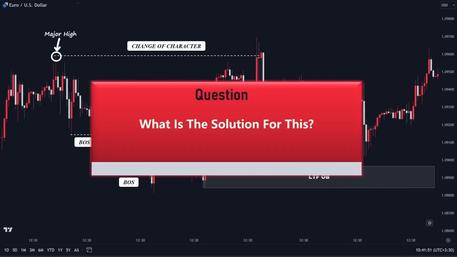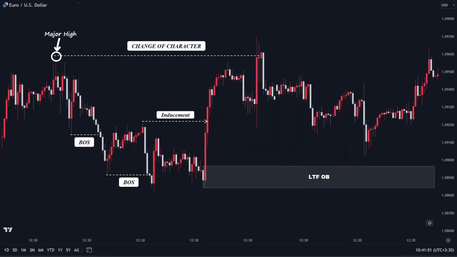So, what is the solution for this? Many times, order blocks are not respected, but what is often seen in scenarios like this is that the fair value gap is respected quite often, especially in lower time frames. Now let's bring everything together and consider what price is more likely to do when it reaches the order blocks and fair value gaps under various circumstances.